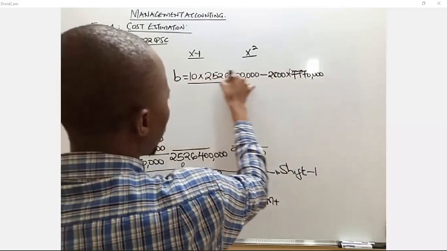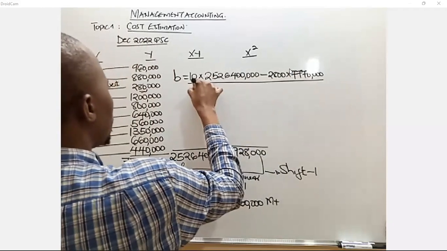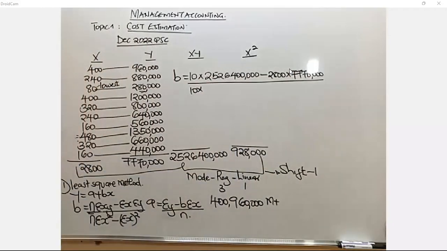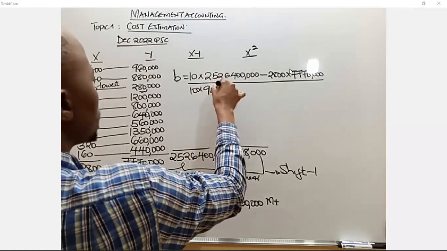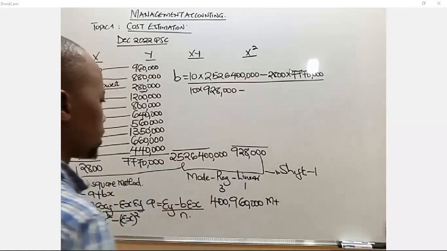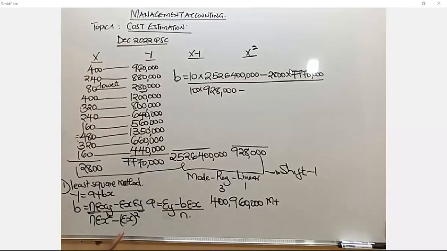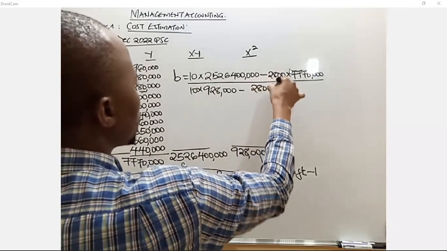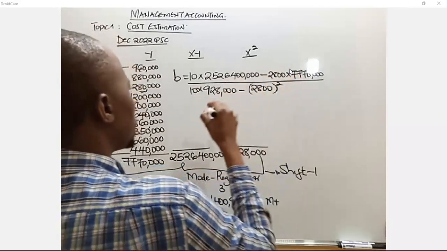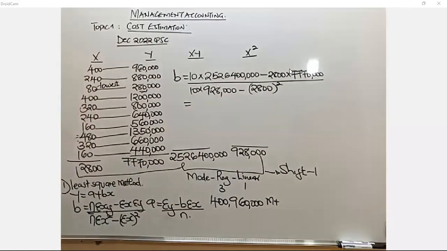You divide it by 10 times, right? The summation of X squared. Your summation of X squared should be 928,000. Minus, right? The summation of X, which is 2800 squared. So how much are we getting here for B?